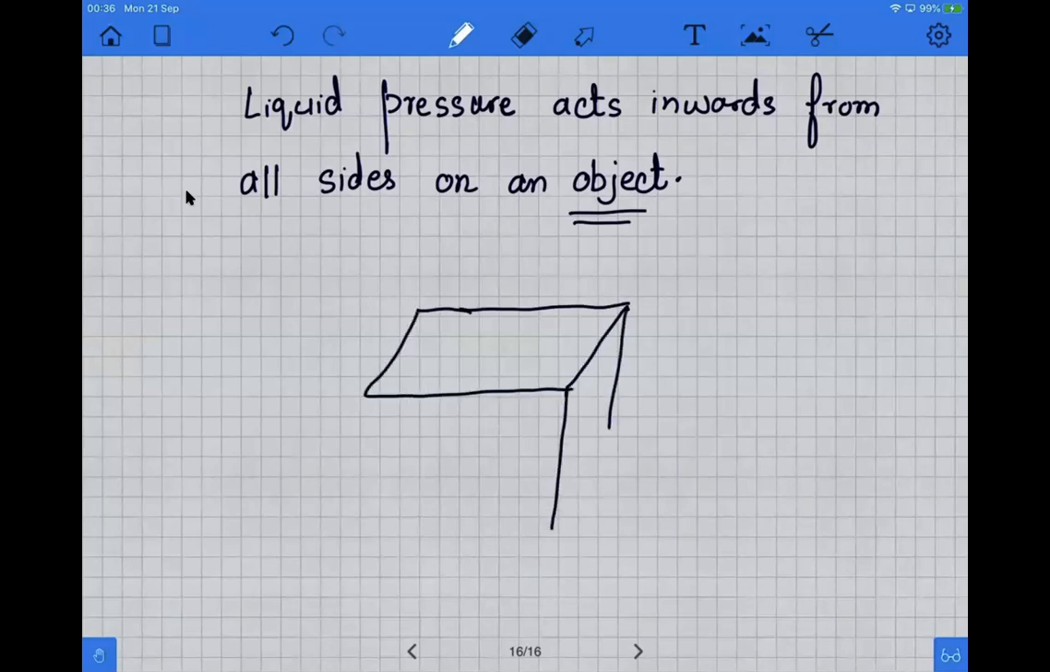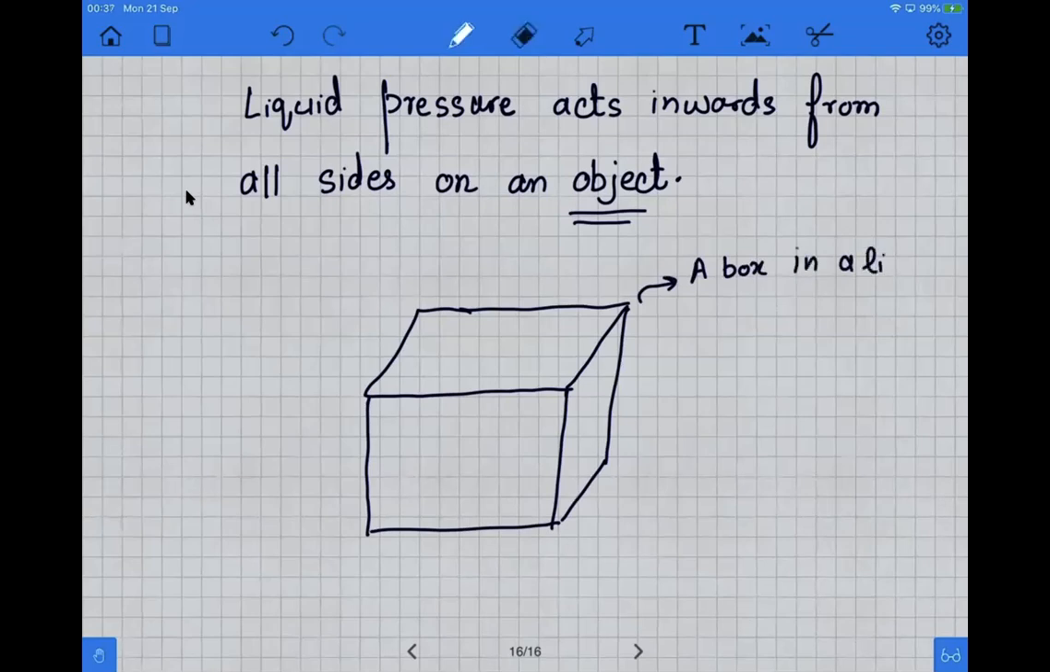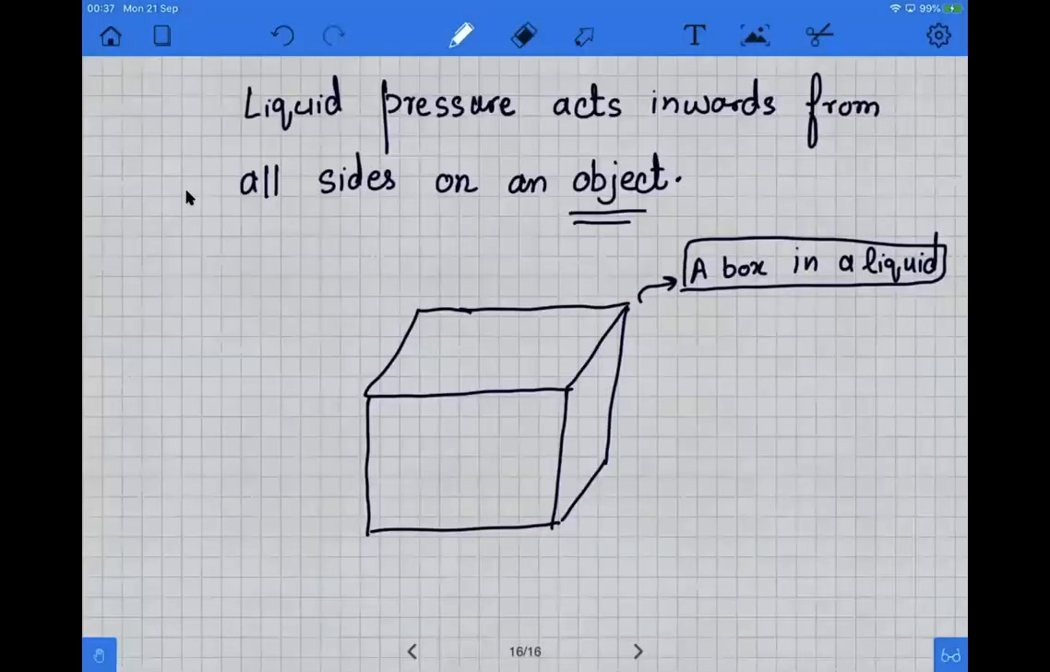On this box, for example, this is a box in a liquid. I will try to explain the concept of pressure using the example of this box. For example, the box has dimensions. Let's go with 10 meter each side.